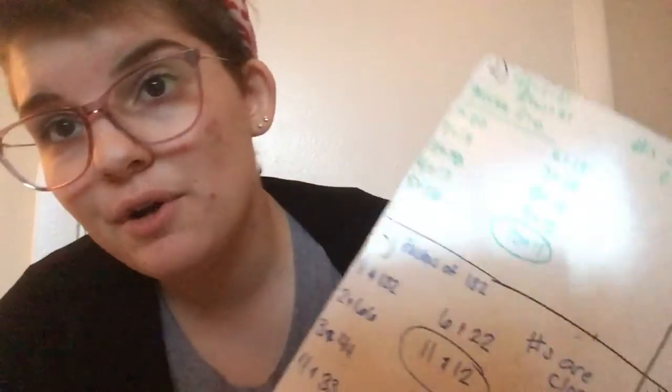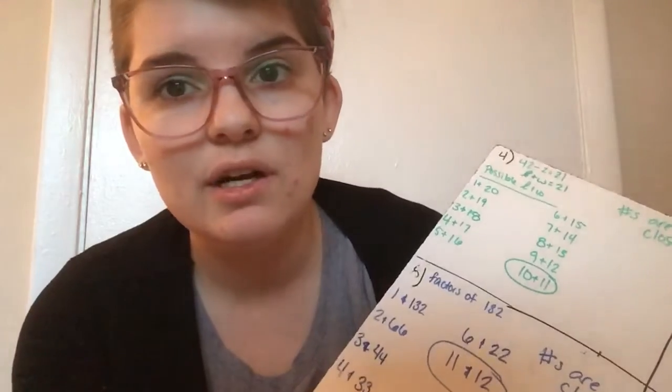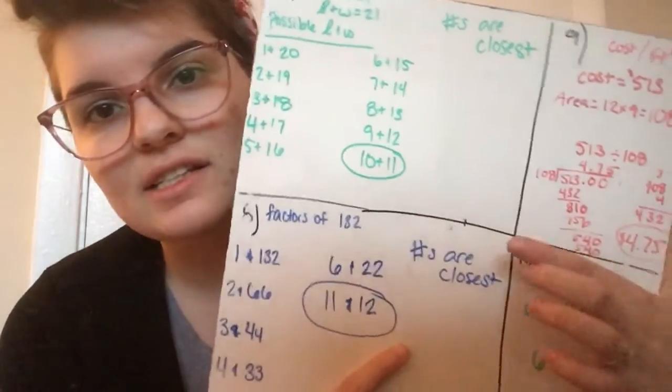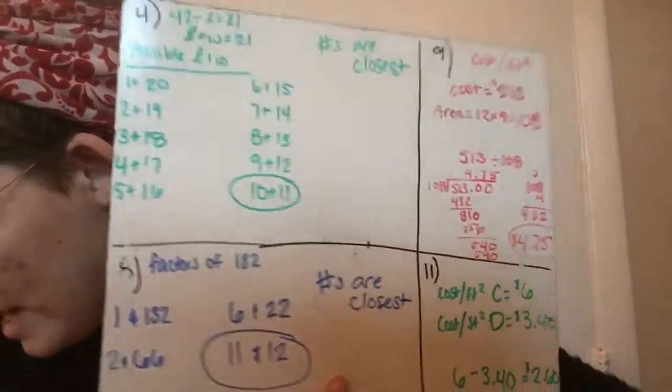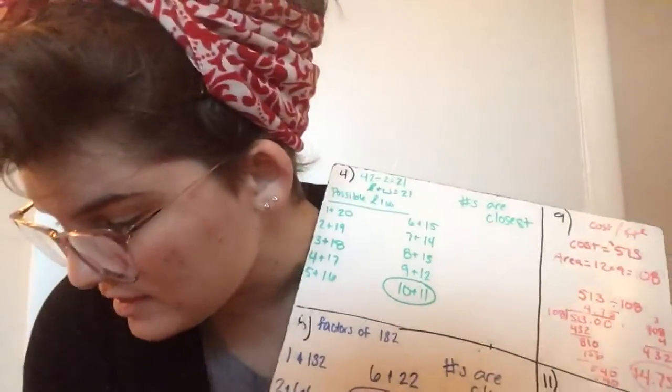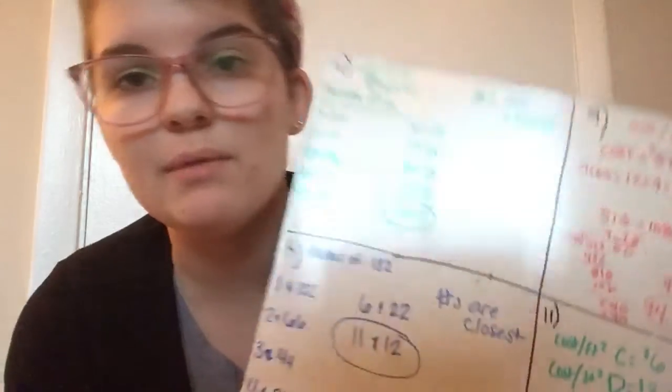So try it on your own, but if you don't understand, I'm always here to answer your questions because I know that this concept is new, the numbers that are the closest. All right, so we're looking at number 9 now. I'm not going to do 10 because 10 is the same thing as number 9, just with different numbers.